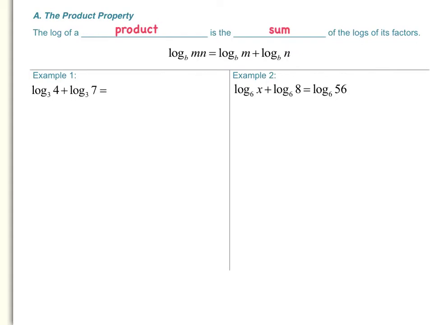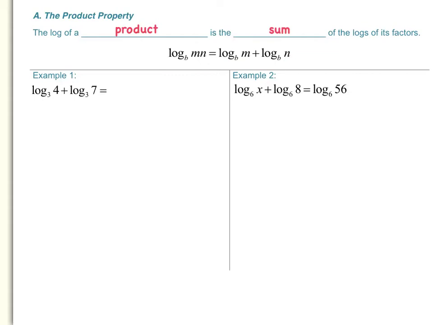Now this can work in reverse also. If you have the log of one number plus the log of another number, and keep in mind the bases have to be the same, then you can multiply these two numbers and simplify this expression right here. Now let's look at the first example.